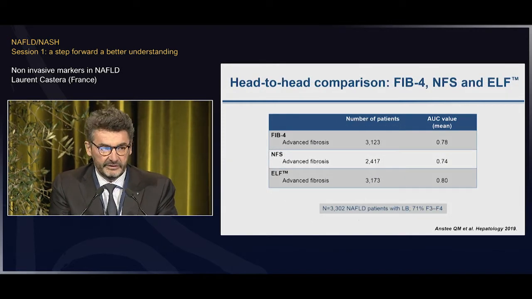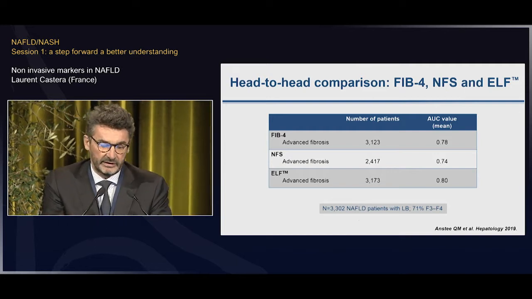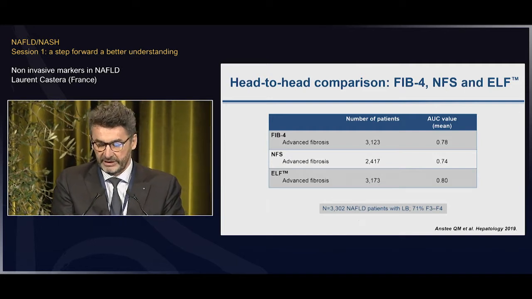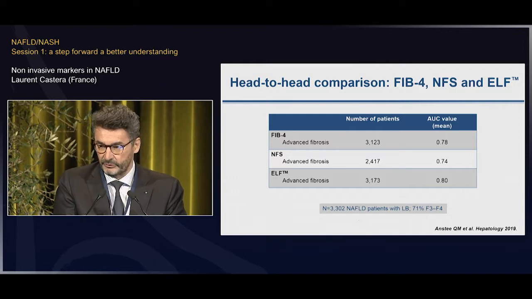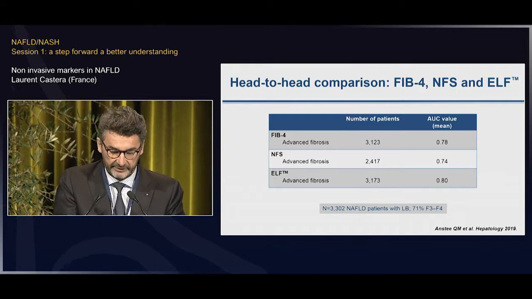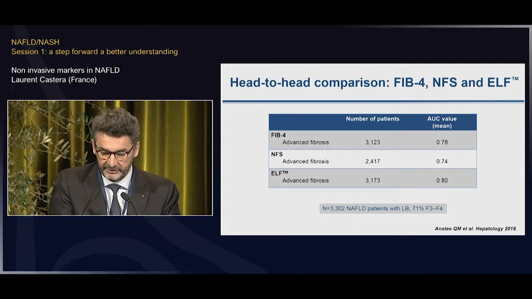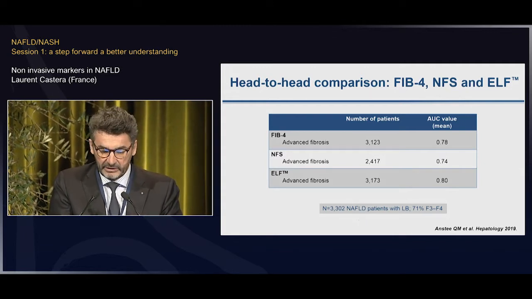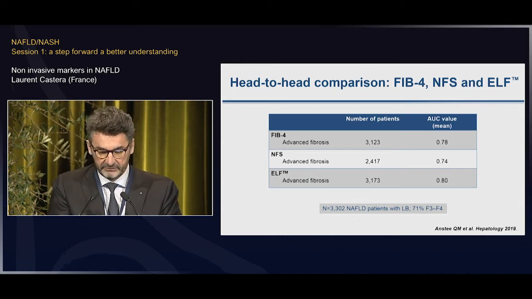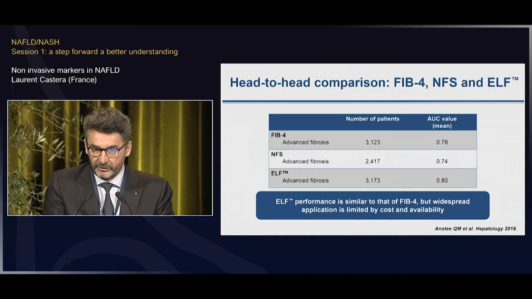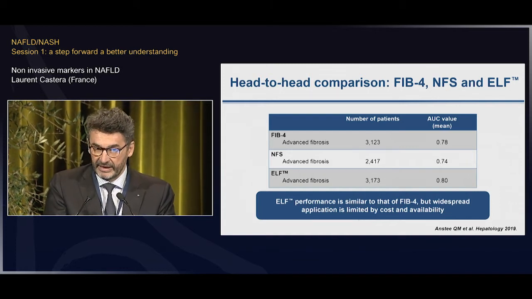Now we have this recent data from the Gilead STELLAR trial, with a large number of patients, but look at the prevalence of F3, F4: very high, 70%. But when you look at this population, this is a head-to-head comparison. It's pretty similar between FIB-4 and ELF, so the added value of patented tests is not much. Performance is similar, but widespread application is limited by cost and availability.